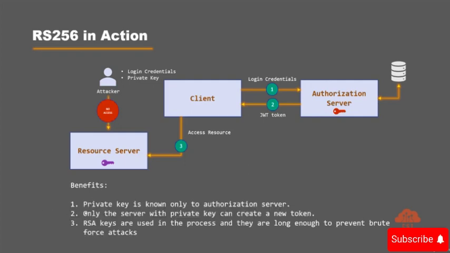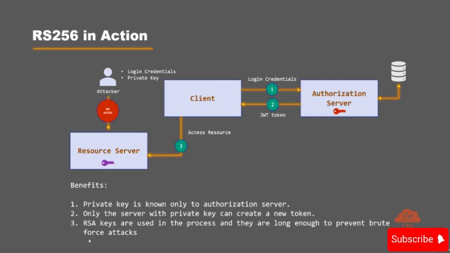So once again, here is a list of benefits with RS-256. The first one, the private key is known only to the authorization server. And the next one is only the server with the private key can create a new token, and the servers with the public key can only validate the token that's generated by the authorization server.